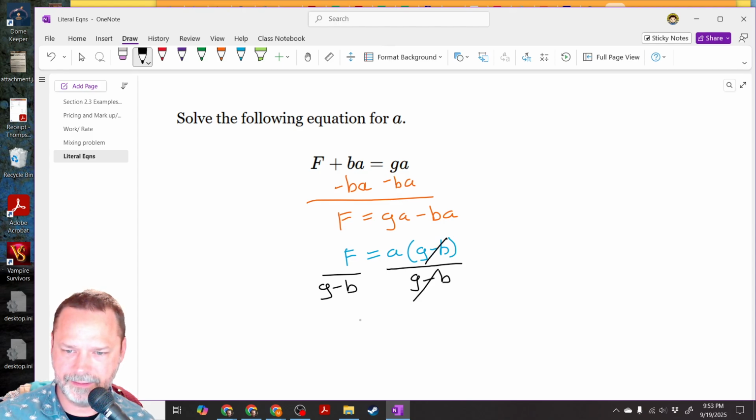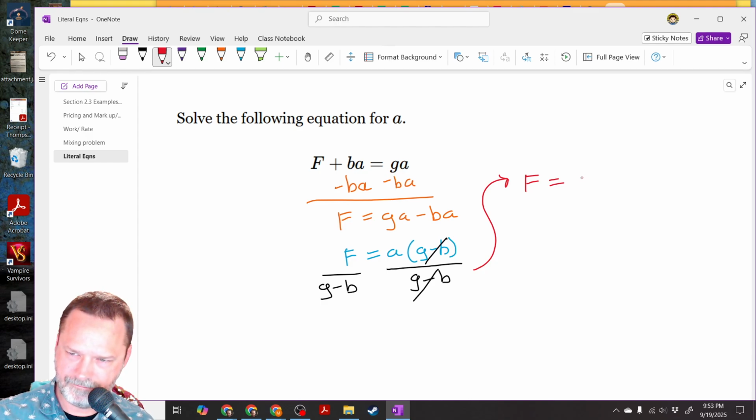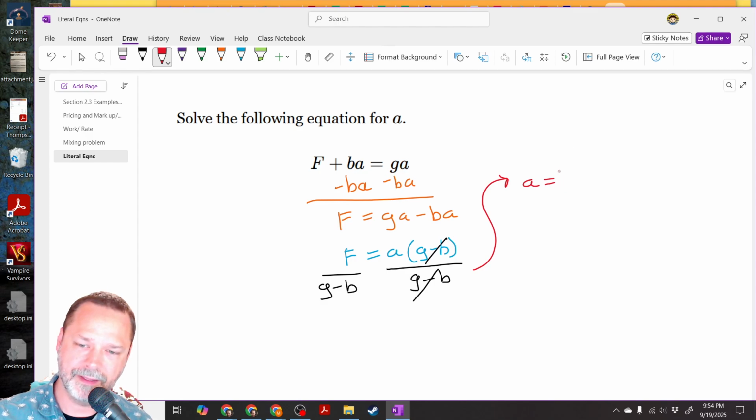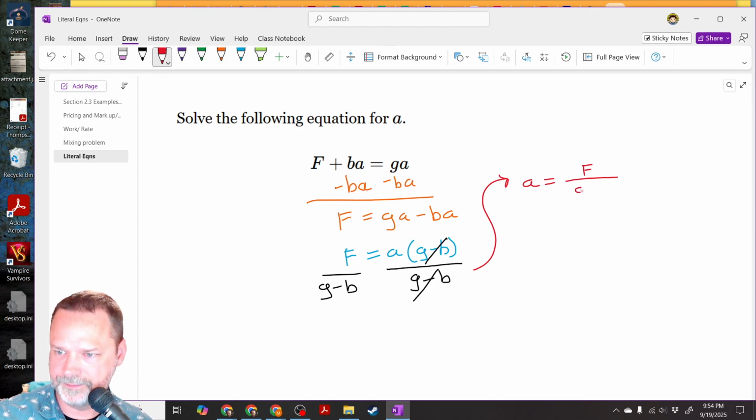Those cancel, and we have A. We got A by itself on the right. I'll put it on the left side. And on the left, we had F over G minus B. And there you go.